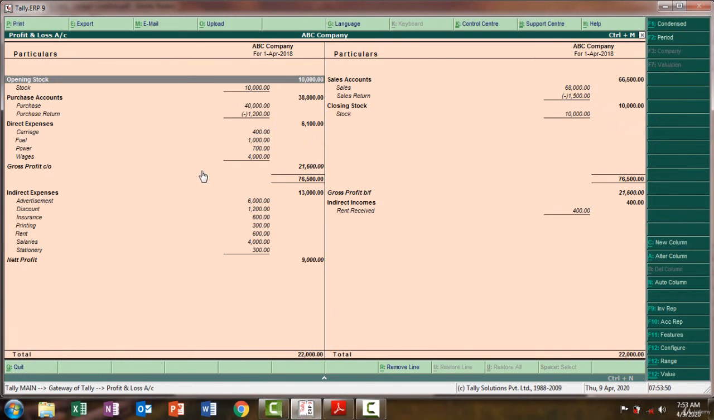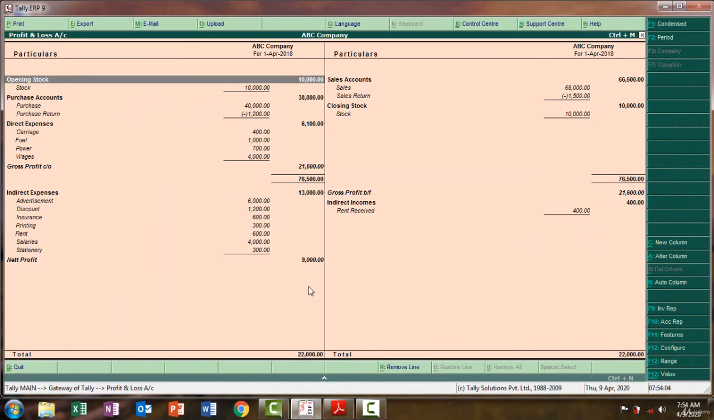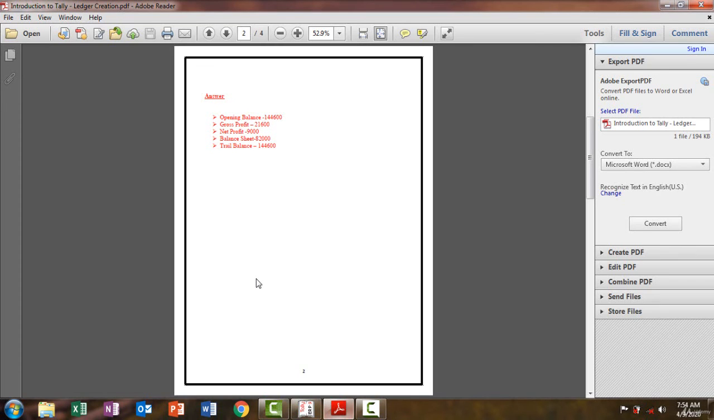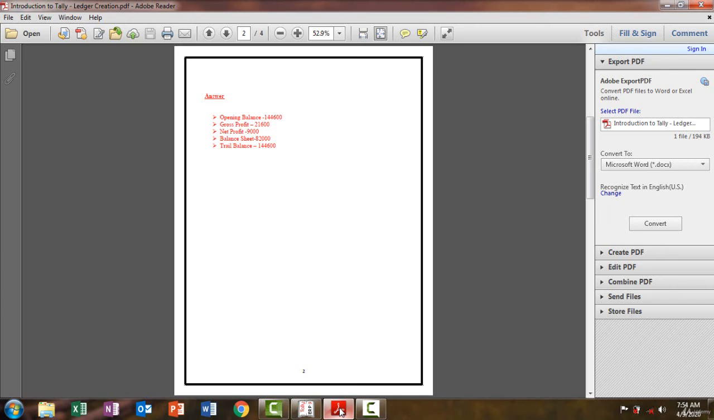The gross profit amount is 21,600, and you can see 21,600 is based on our answer sheet also. The net profit is 9,000. Because 21,600 is the gross profit, then we have to deduct all the indirect expenses from this, and then we find that we get 9,000 as the net profit.